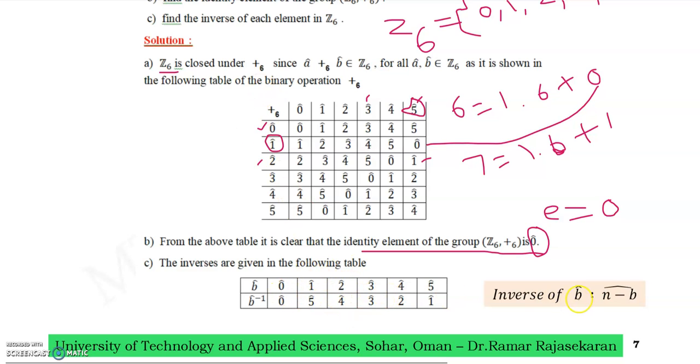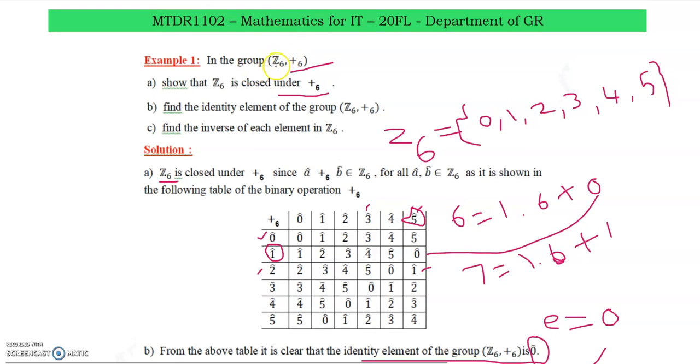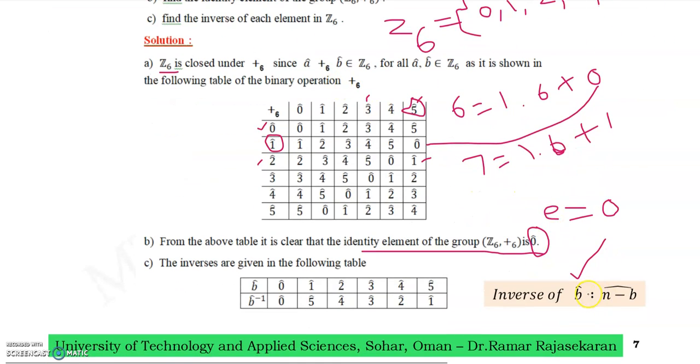How to find the inverse? Okay, this is what was given in the previous video. Okay, it is given here. How to find the inverse of this type of groups, Z6 comma addition modulo 6, or Zn comma addition modulo n? How to find the inverse? See, inverse of b is n minus b. What is n? That is in your question what is given here. n is 6. Here n is 6.